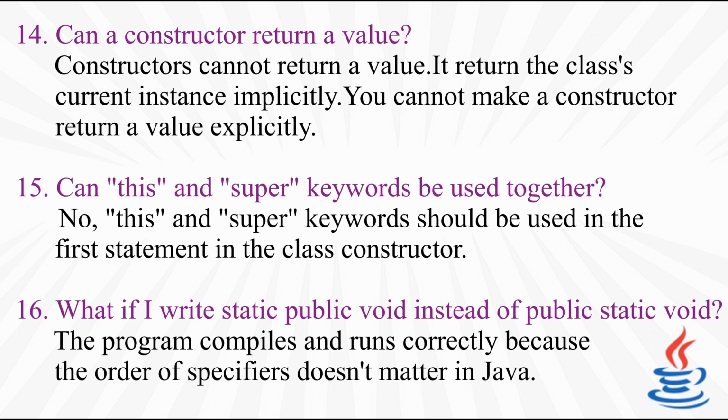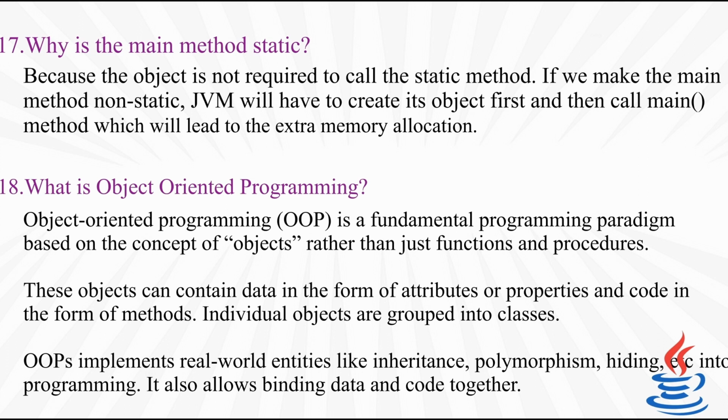Next question is, what if I write static public void instead of public static void? The program compiles and runs correctly because the order of specifiers doesn't matter in Java. Next question is, why is the main method static? The answer is, because an object is not required to call a static method. If we make the main method non-static, the JVM will have to create its object first and then call the main method, which will lead to extra memory allocation.